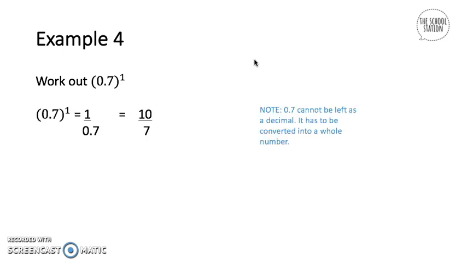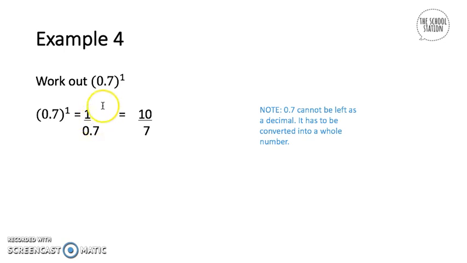Alright guys, hope you guys have tried this out, and here is the answer. We have 0.7 to the power of -1, and we have to turn this into 1 divided by 0.7. The reason why is because when you have a decimal to the power of a negative whole number, you have to turn this into a fraction. So 1 over 0.7: you have to know that 0.7 cannot be left as a decimal. It has to be converted into a whole number. Whenever you see 1 divided by 0.7, you are not allowed to do that. This is not allowed in maths, so you have to convert this into a whole number.